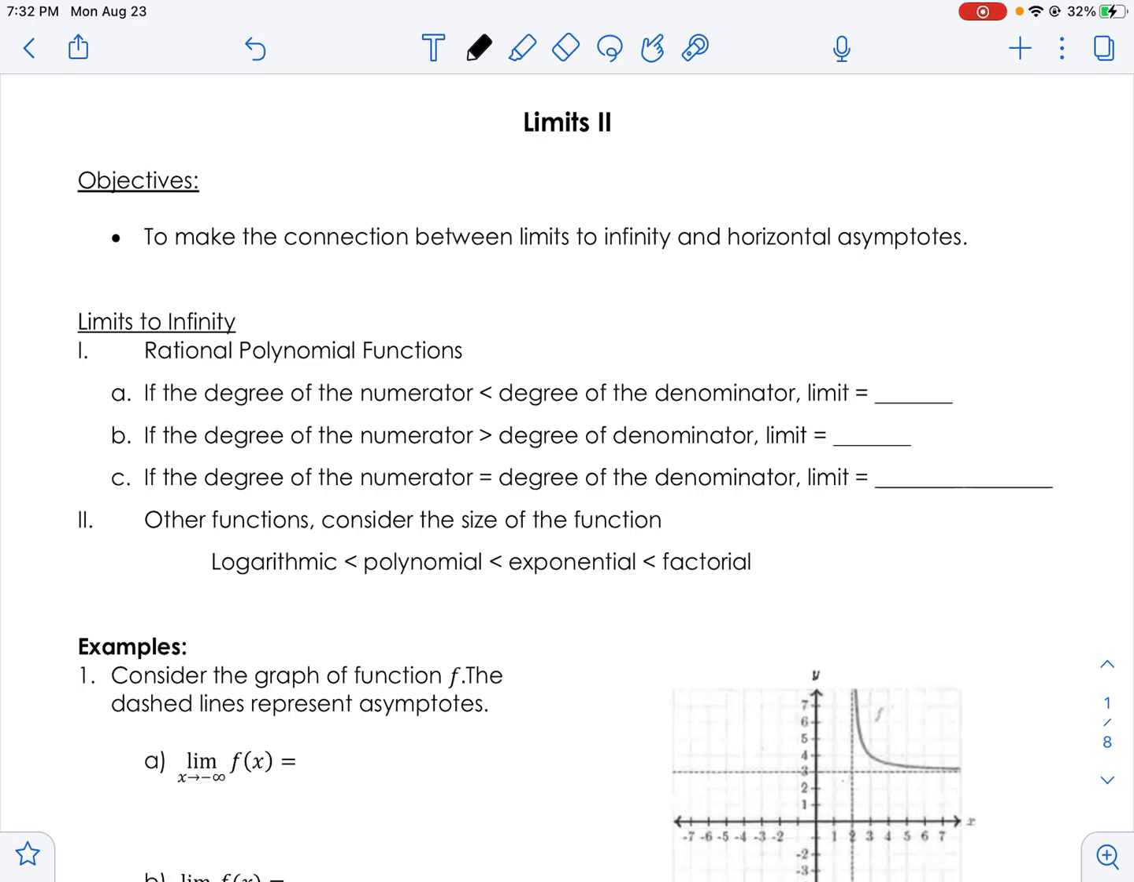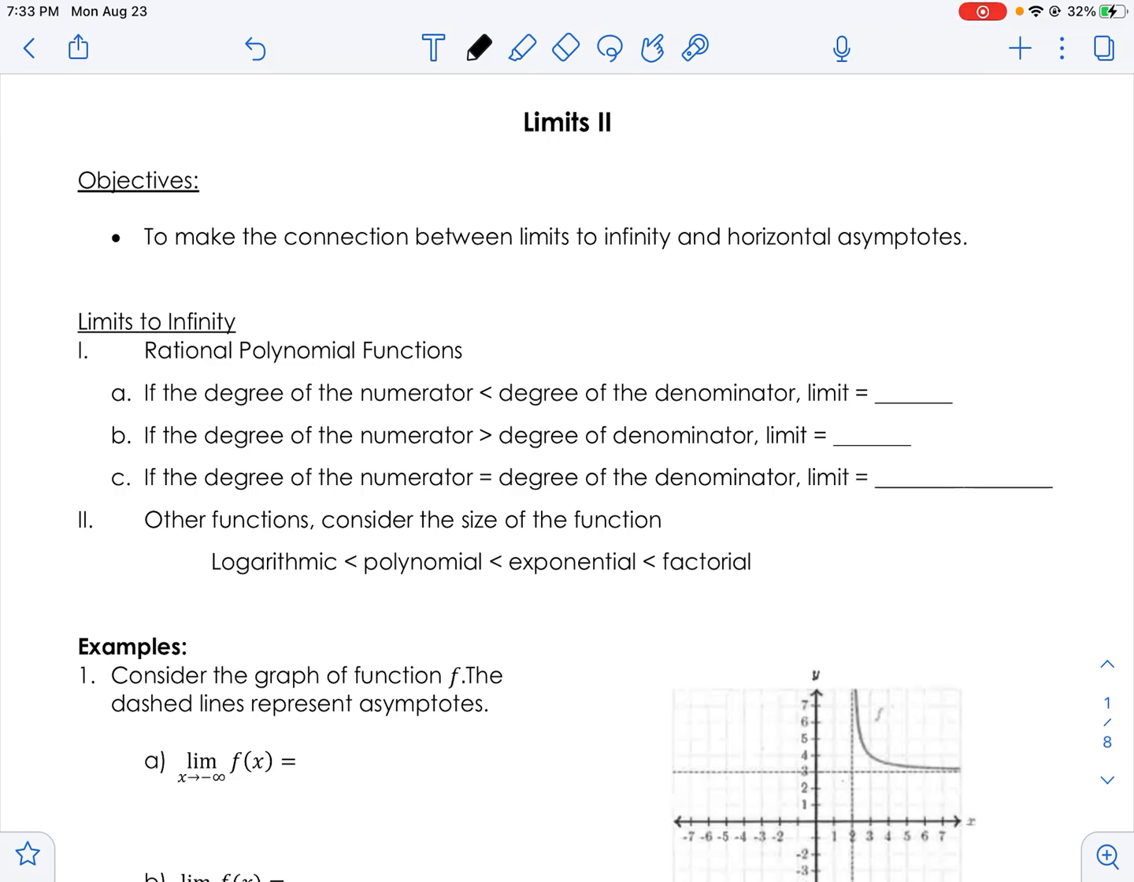Our objective for this video is to make the connection between limits to infinity and horizontal asymptotes. What I want you to do is write down the following statement. Limits to infinity are the same as horizontal asymptotes. Again, limits to infinity are the same as horizontal asymptotes.